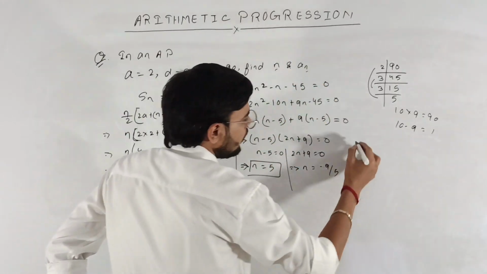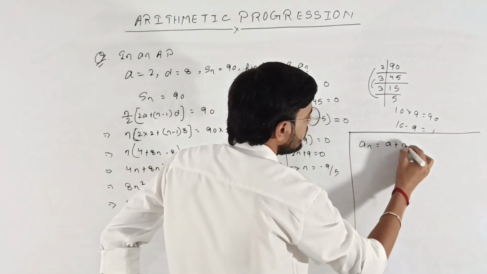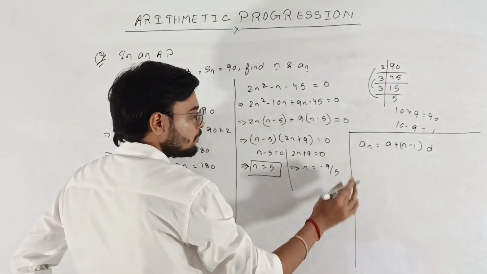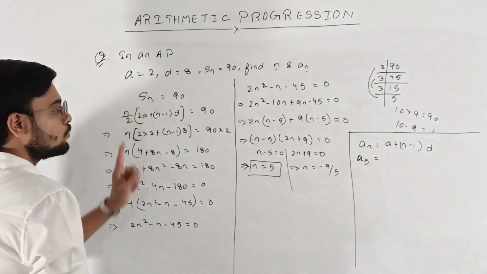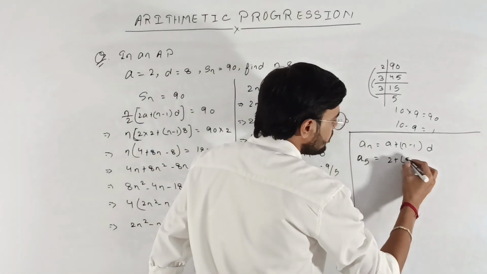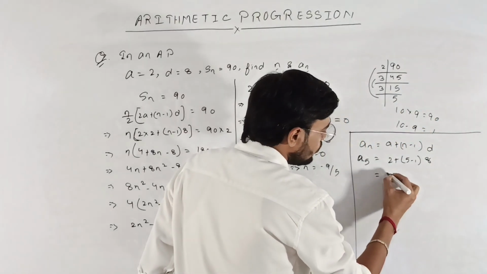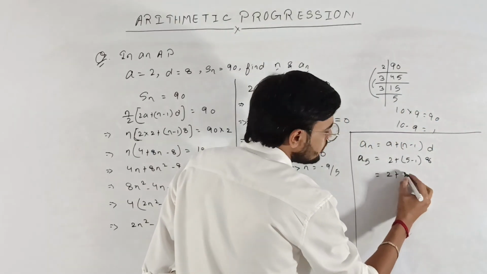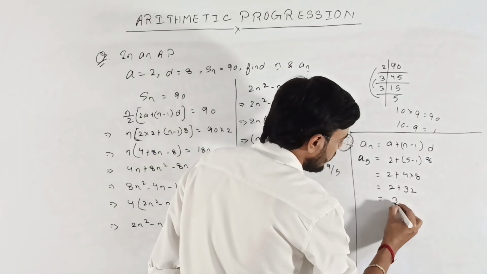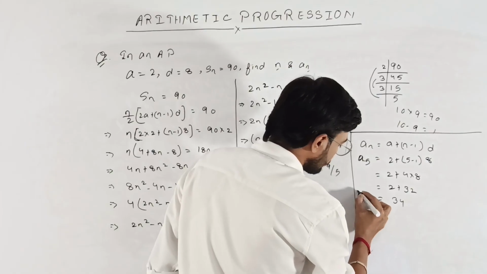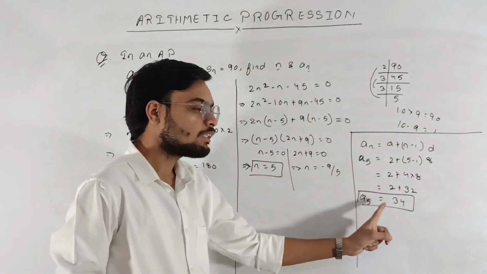So an is what? Here I find an. Okay, an is a plus n minus 1 into d. n is 5. So a5 is equal to a. a is 2. So in place of a, I write 2 plus n minus 1, which is 5 minus 1. d is 8. So I write here 8. Now 2 plus 5 minus 1 is 4 into 8. Now 2 plus 8 into 4 is 32, which is equal to 34. So a5 is 34.